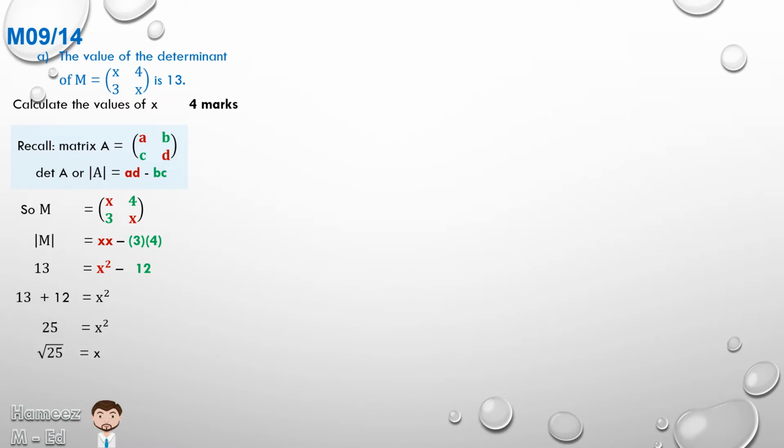So what is x? The square root of 25. And what's the square root of 25? Plus 5 and minus 5. So those are the two values of x. Let's look at part B now.